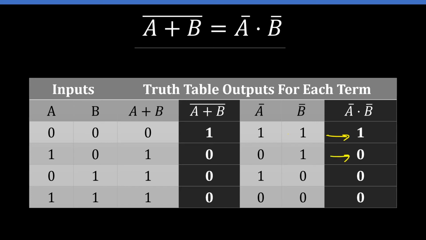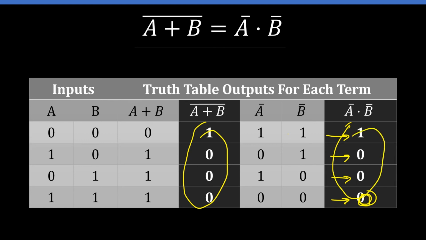I found A bar dot B bar. 1 dot 1 is 1, 0 dot 1 is 0, 1 dot 0 is 0, 0 dot 0 should be 0 here. So we can see that these four and these four are the same. Therefore, A plus B whole bar is A bar dot B bar.